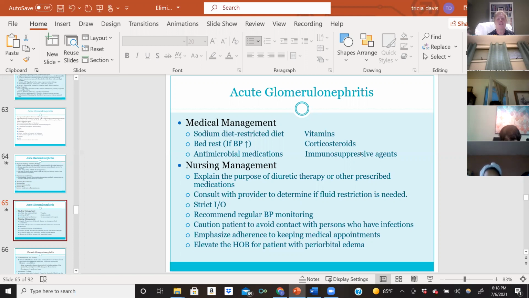We're going to be monitoring that blood pressure regularly, probably every 4 hours, depending on how high it is, maybe sooner. Caution the patient to avoid contact with people who have infections because they're on that corticosteroid and those immunosuppressive agents. Emphasize the adherence to keeping all their medical appointments and following through with their primary care physicians. And then for those patients with that periorbital edema, we want to make sure we are elevating the head of the bed to facilitate that drainage of fluid.